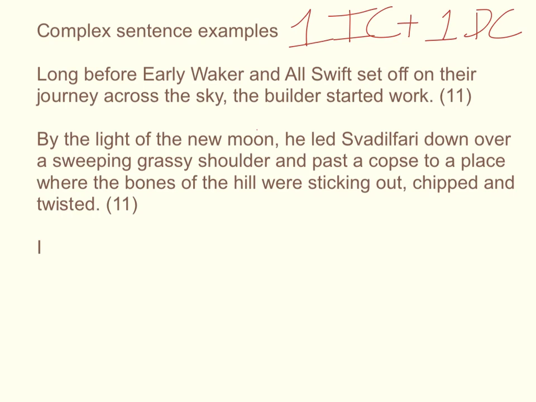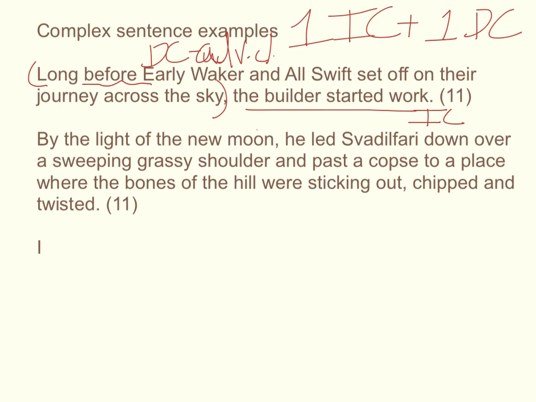Could have 2 independent clauses. All right, long before early Waker and all swift set off on their journey across the sky, the builder started work. So here's our dependent clause, here's our independent clause, and the type of this dependent clause is an adverb clause. It starts with a subordinating conjunction, can also be called a subordinate clause.